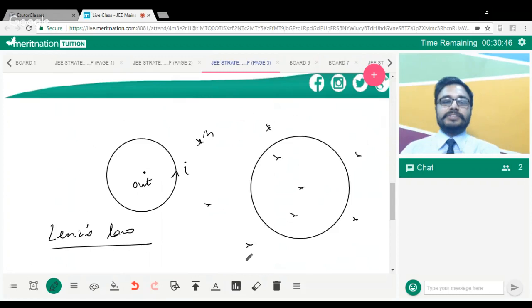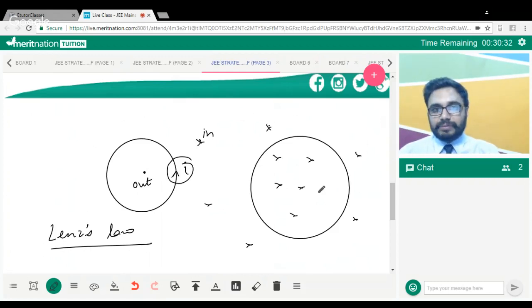If the given condition is that this current is increasing, so the magnetic field inside this loop is increasing into the screen, but Lenz's law says that we have to oppose it. So if inside it is increasing, we'll produce a magnetic field outside. To produce a magnetic field outside, the current should be anti-clockwise. So an anti-clockwise current will be induced in the second loop. In this way, we can find the direction of the induced current.